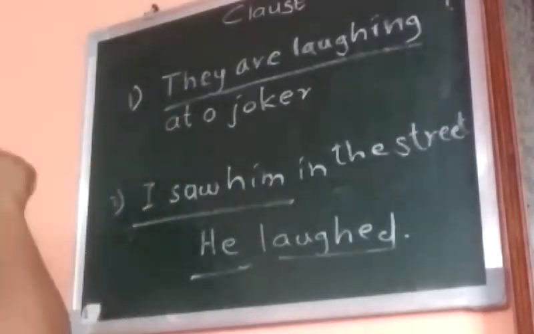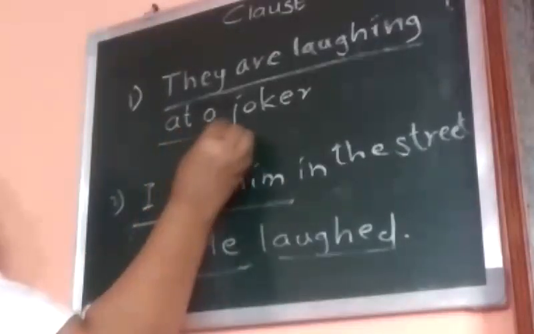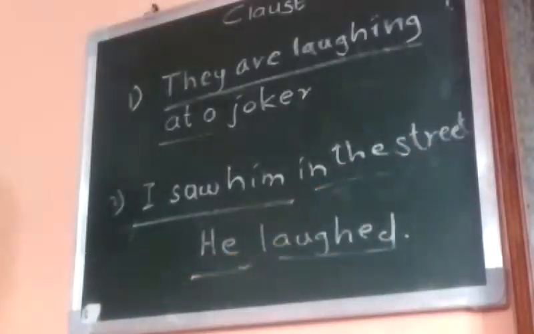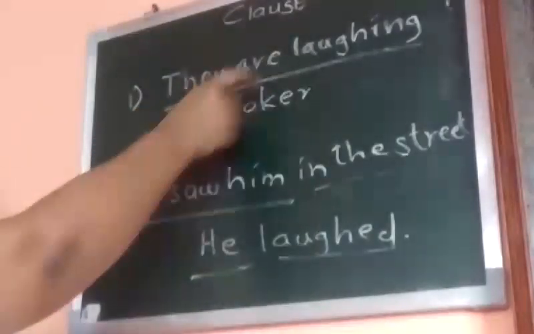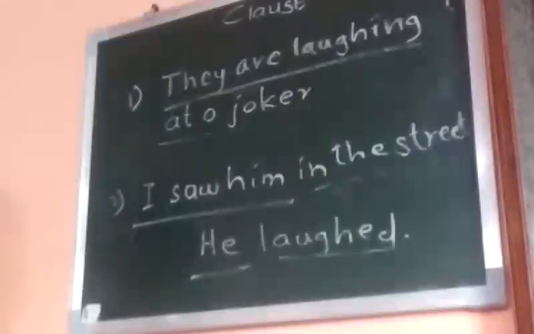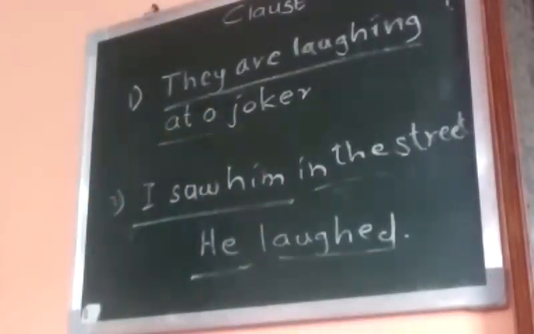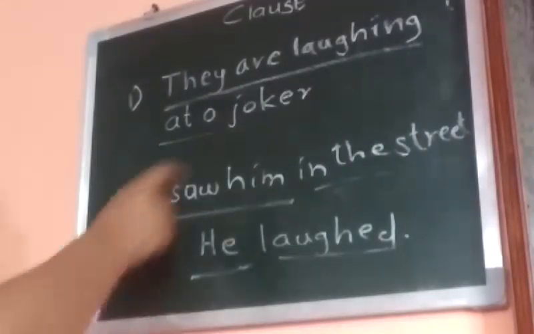Now, in these sentences, they are laughing at a joker, I saw him in the street. The first part of the sentence, they are laughing, is a clause because it has a subject and a verb. On the other hand, the remaining part of the sentence, at a joker, is a phrase because it lacks both the subject and the verb. At a joker.